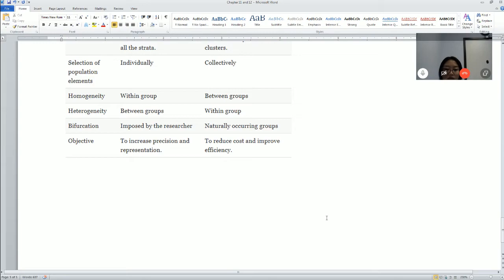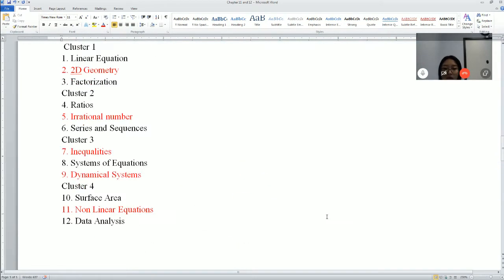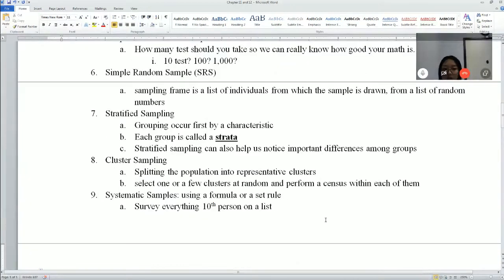Okay. That's sort of the difference between the two. It's going to make a little bit more sense when we do some problems. And the last thing, in my notes, I have multi-stage, convenience, and voluntary response.